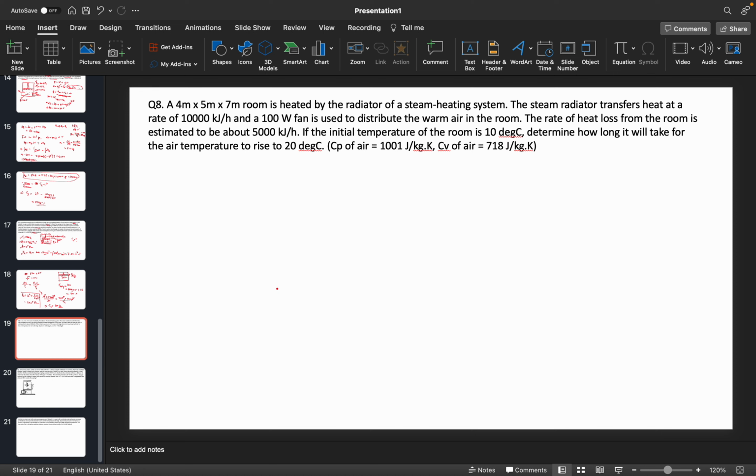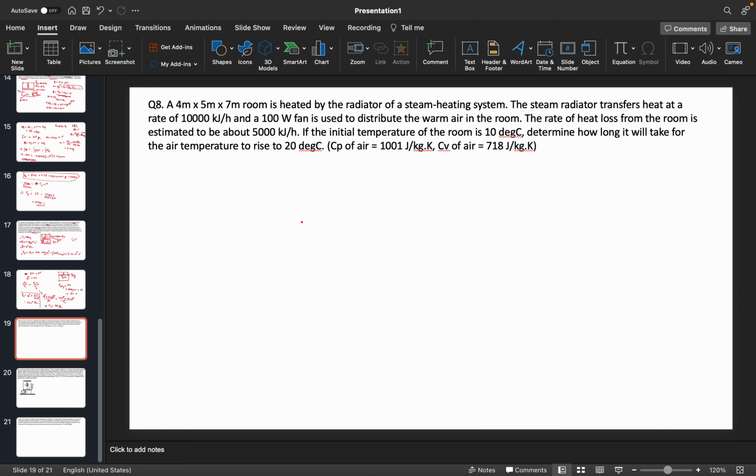A room 4 meter into 5 meter into 7 meter, that means the dimensions of the room are given, and it is heated by a steam radiator heating system. The steam radiator transfers heat at a rate of 10,000 kilojoule per hour, and a 100-watt fan is used to distribute the warm air into the room. The rate of heat loss from the room is estimated to be 5,000 kilojoule per hour. The initial temperature of the room is 10 degrees Celsius. Determine how long it will take for the air temperature to rise to 20 degrees Celsius.